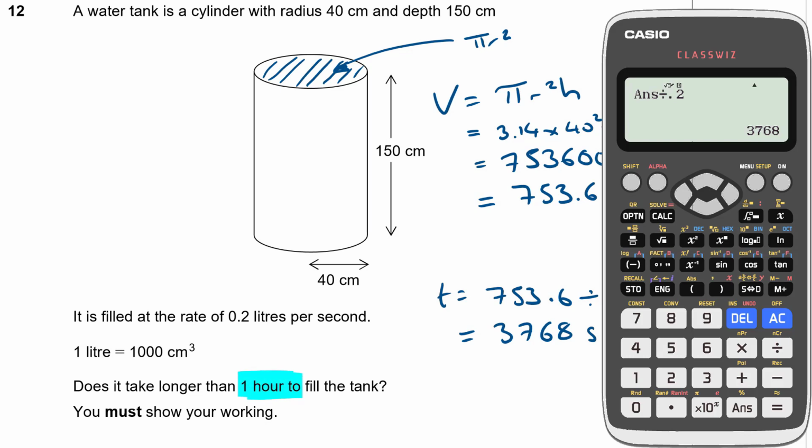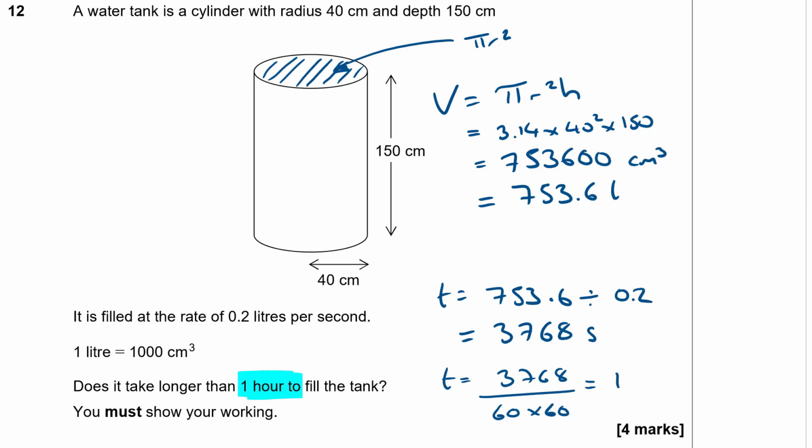So we need to convert that to hours. So time in hours is going to be the seconds divided by 60 to get minutes, and then another 60 to get hours. So 3,768 divided by 60 divided by 60 is 1.046 recurring, which I'm going to round off to 1.05. So that's 1.05 hours.